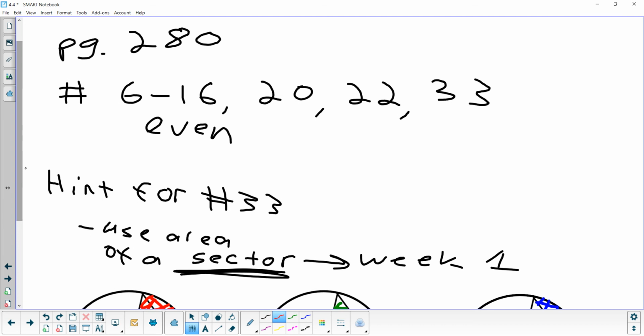So that's the homework for tonight, like 6 to 16 even, 20, 22, and 33. Okay, I'm going to give you a hint on number 33. I'll scroll down in a second.